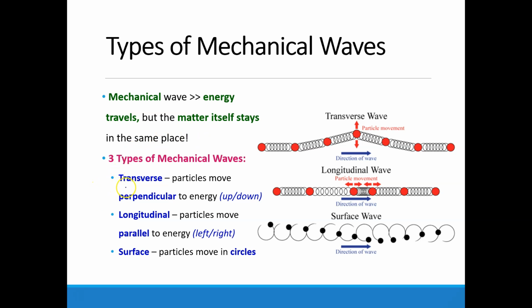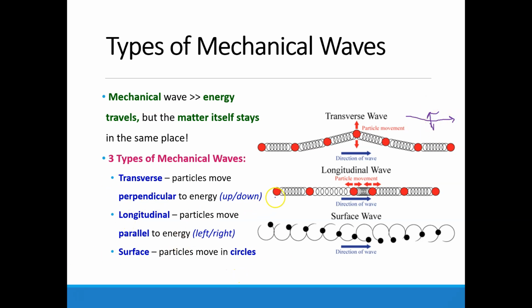So the first way is a transverse wave. The particles move up and down perpendicular. Right, so the energy is going to the right here, but the particles are actually moving up and down, so that's perpendicular. Right, so energy to the right, particles up and down, that's perpendicular. They cross over each other.